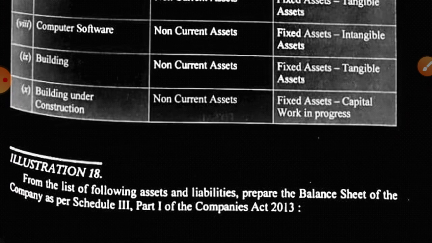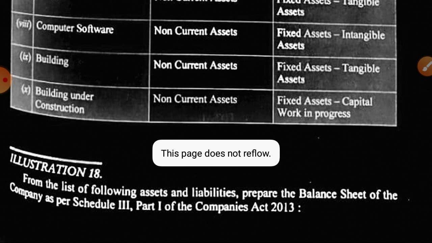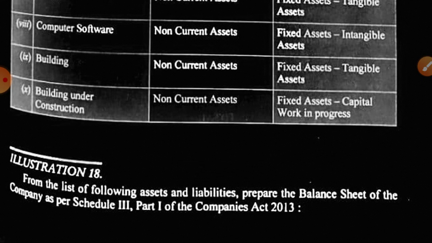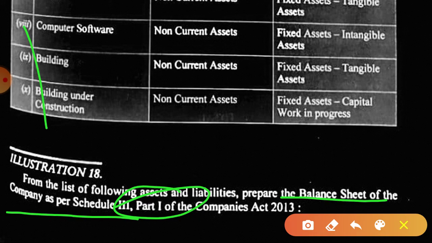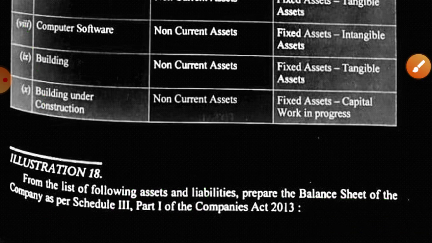Now you have to present the items as per Schedule 3 in illustration number 18. See, from the list of following assets and liabilities, prepare the balance sheet of the company as per Schedule 3, Part 1. Okay, this is Part 1. What is Part 2? Statement of profit and loss account. Clear?